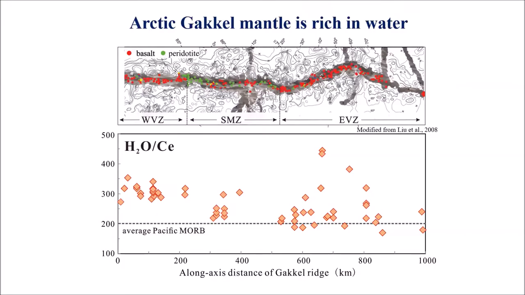So here I show the data I collected from all the samples from the Gakkel Ridge. As you can see, all the basalt sample stations are shown by the red dots over here. We have analyzed the major elements and water contents of all of these samples. As you can see from this plot, the water to cerium ratios confirm previous data about the Arctic mantle, that it is indeed enriched in water, with much higher water to cerium ratios than the average Pacific MORB data shown by the dashed line over here. And more interestingly, there are two stations in the Eastern Gakkel. They have arc-like compositions, shown as the yellow stars.